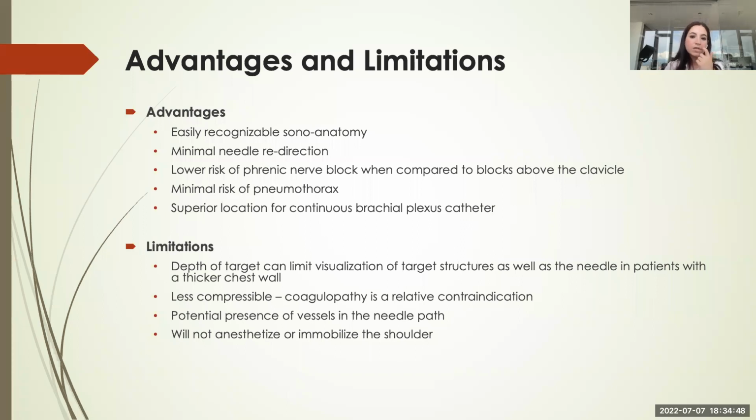In terms of some of the limitations, in certain patients with a thicker chest wall, or when you have the target deeper than 5 or 6 centimeters, it can make visualization quite difficult with a linear array probe. There are ways around that. It is possible to use a curvilinear probe to optimize your image in that case, or abducting the arm, as we'll show in the next slide, can bring the structures a bit closer to the surface. It is not really a compressible area, so coagulopathy would be relatively contraindicated for this particular block.